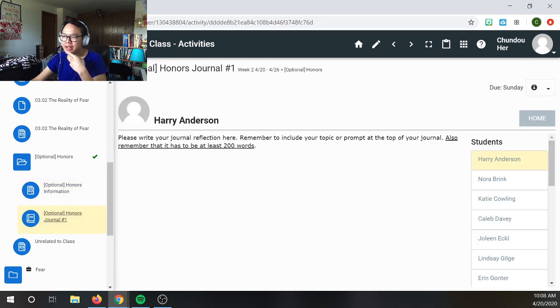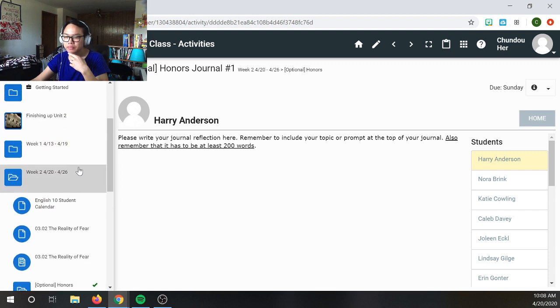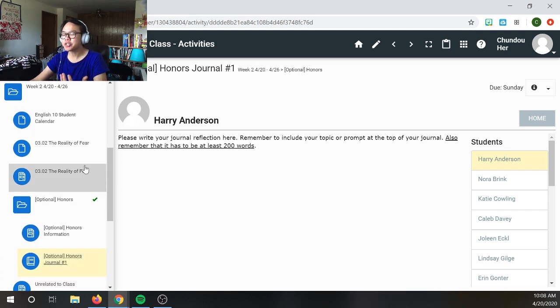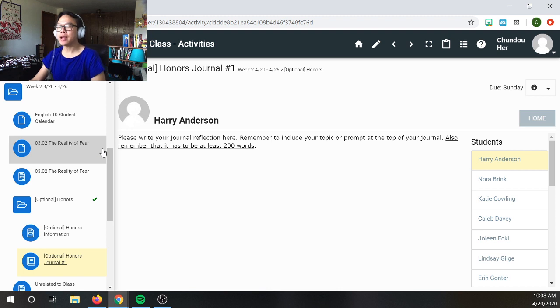And once you have written that, there is a spot for you to submit it down here. It is in journal format, so you would just write directly on here. And I believe it does save your responses, so that means that if you don't finish it all in one sitting, that's okay. You can still come back to it and finish it later. If you have any questions about honors, make sure that you email me at some point, and we can definitely walk through honors, and I can definitely help you out with that.